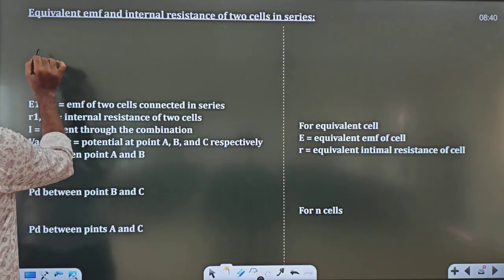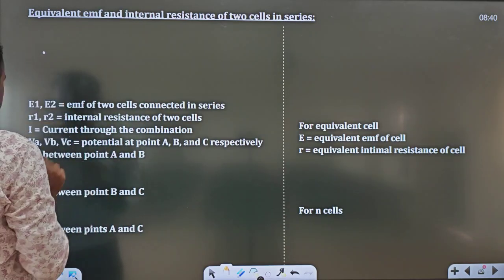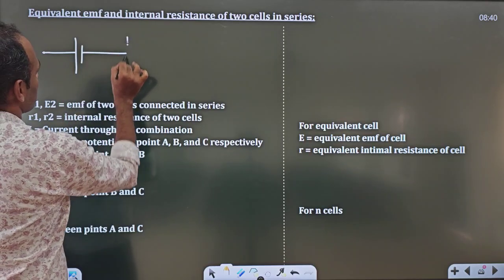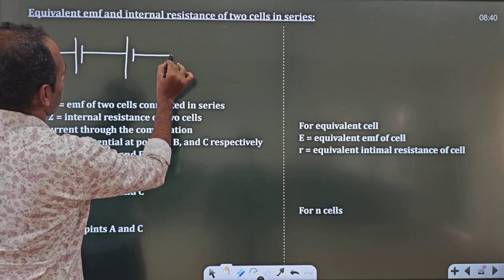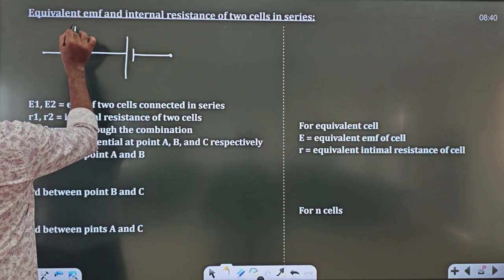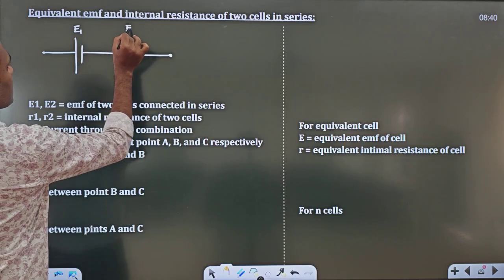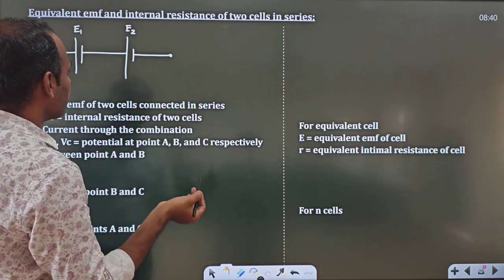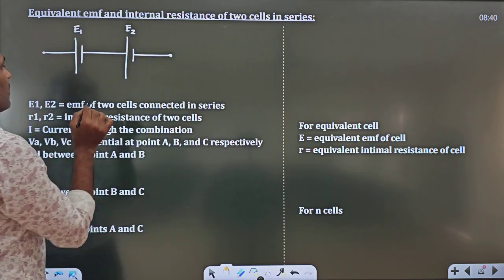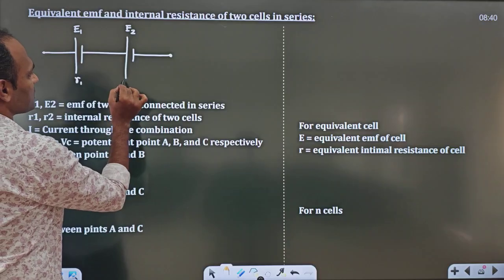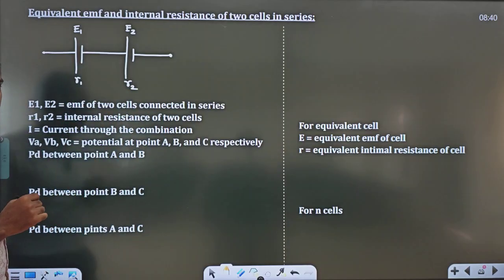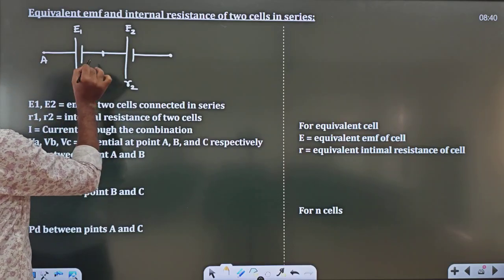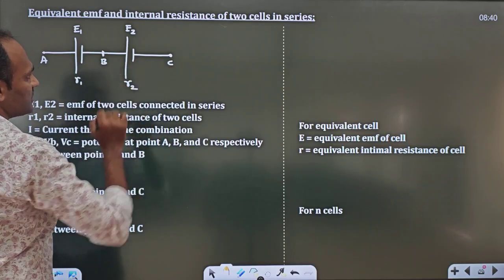Two cells in series. Okay, let me say we are having two cells here. This is cell number 1 and this is cell number 2. So EMF of the first cell is E1, EMF of the second cell is E2. And the EMFs are different, they are not identical cells. Identical cells means cells having the same EMF are called identical cells. Okay, internal resistance is R1 of first cell, internal resistance is R2 of second cell. Correct? Okay, let me name the points like this. This is A, this point is B and this point is C.